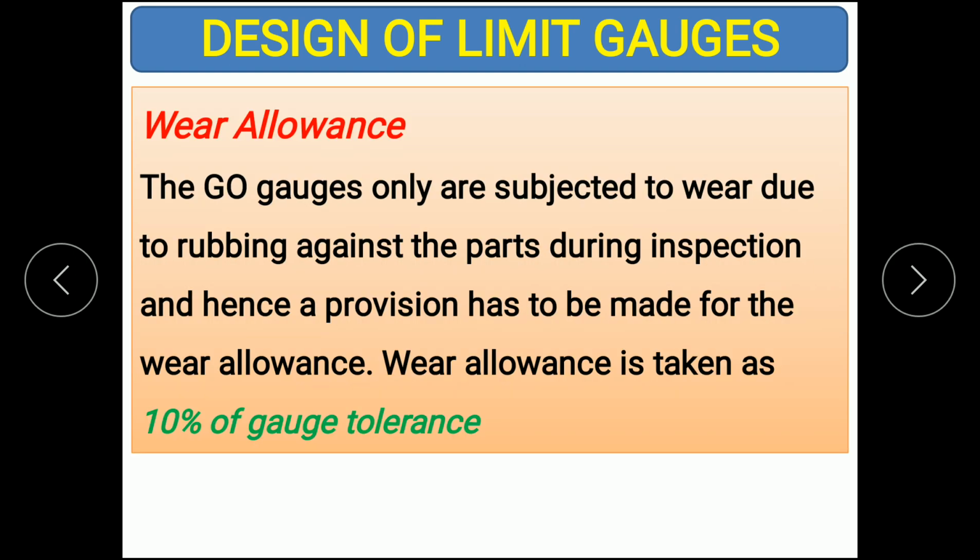So next is wear allowance. Go gauges are subjected to wear due to rubbing against the part during inspection, and hence a provision has to be made for wear allowance. Go gauges are inserted into or onto the parts, so there will be a rubbing action between the gauge and the part, and because of that there will be wear. If you want more life for the gauges, we need to provide the wear allowance.